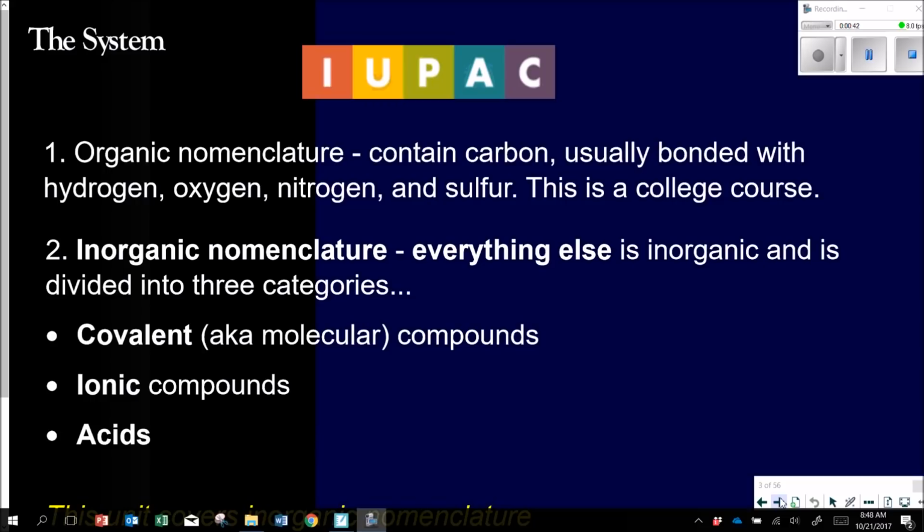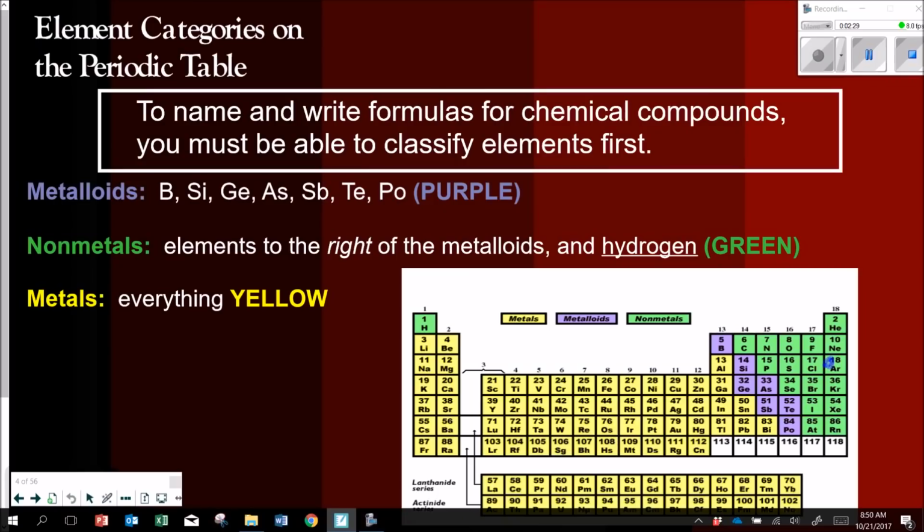Then there is inorganic nomenclature, which is everything else and is divided into three categories: covalent or molecular compounds, ionic compounds, and acids. To name and write formulas for chemical compounds, you must be able to classify elements first. You have already learned that in our periodic table unit.